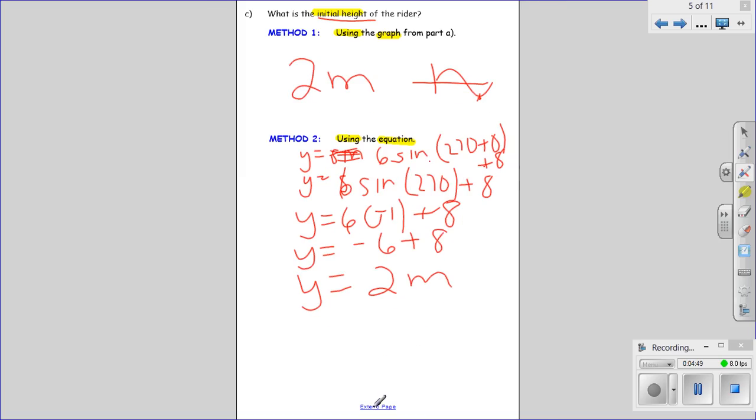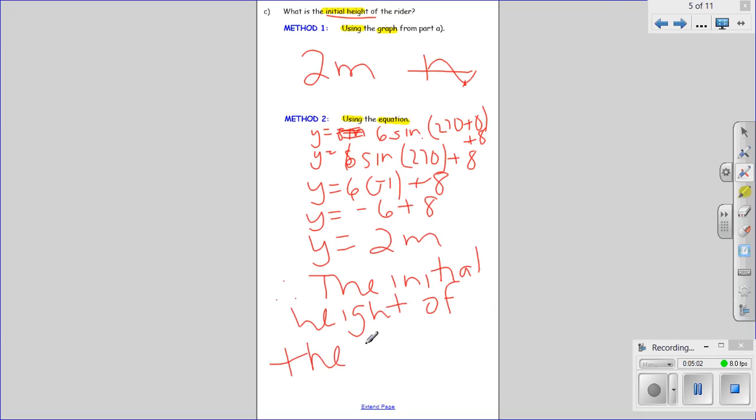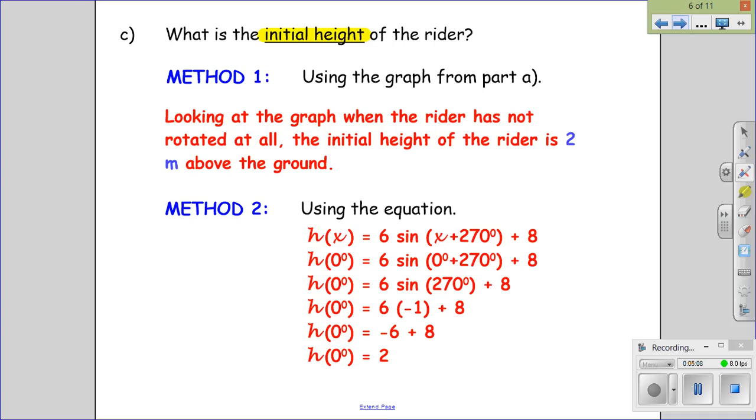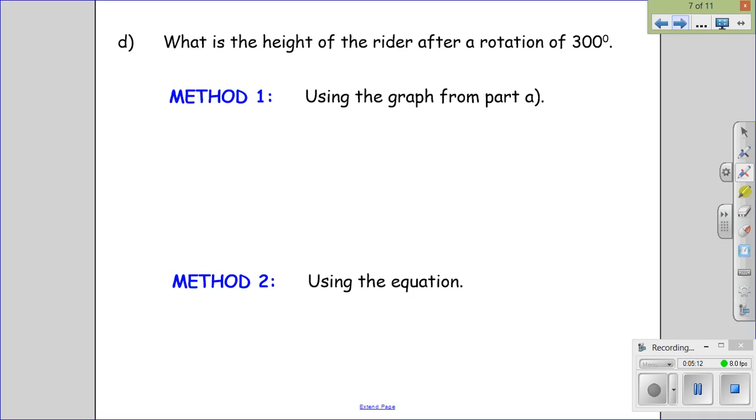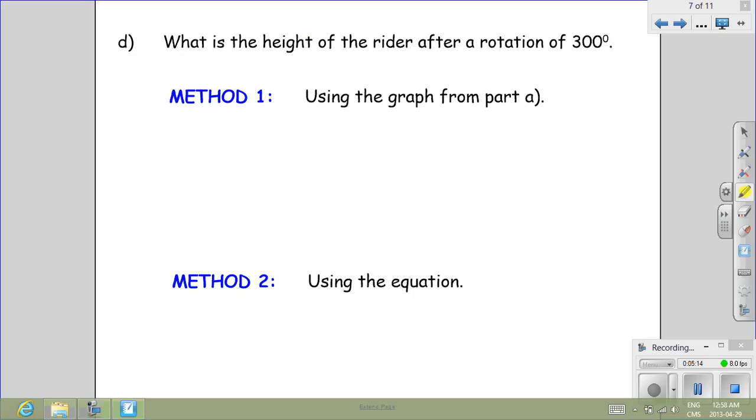And because, of course, this is a word problem, we should have a sentence answer. Therefore, the initial height of the rider is 2 meters. And you'll be able to copy that better later on, copying from this screen. Part B, or D, sorry.